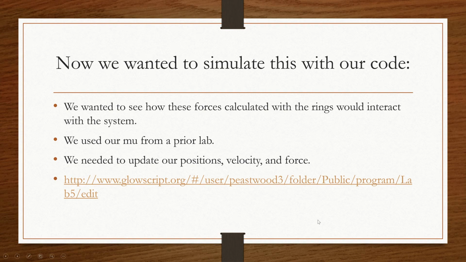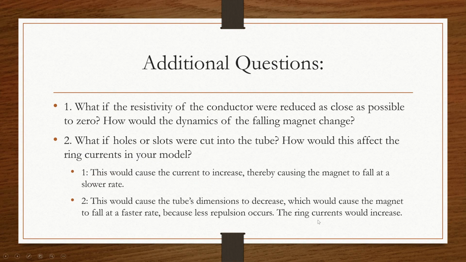So if we go back, our additional questions are: what if the resistivity of the conductor were reduced as close as possible to 0? How would the dynamics of the falling magnet change? So this would cause the current to increase, thereby causing the magnet to fall at a slower rate. This is because more repulsion occurs when the current is increased. And we know this from the formula that force equals current times length, cross product magnetic field, because a greater current equals a greater force on the magnet.